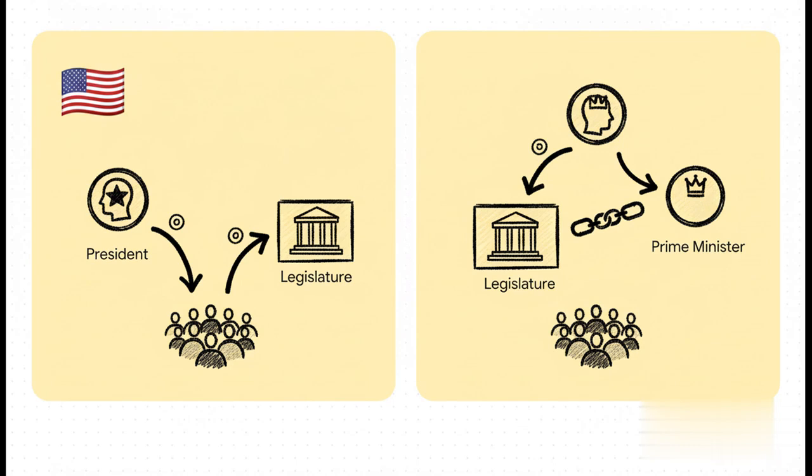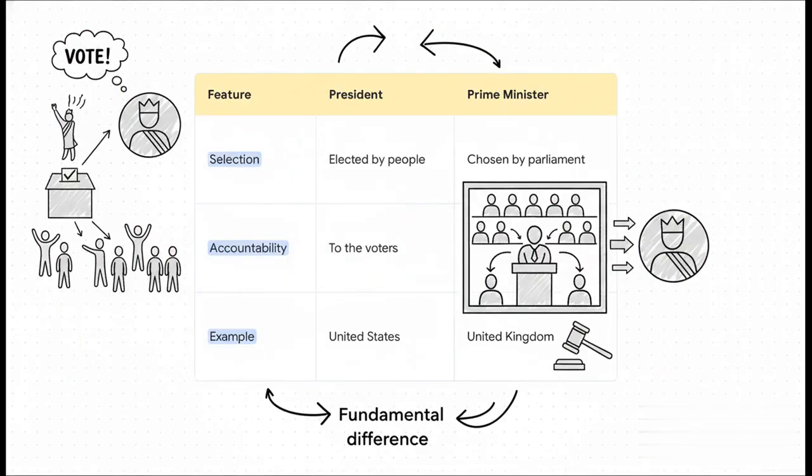On one side, you've got the presidential system. Here, the executive branch, led by the president, and the legislative branch are two separate, distinct things. On the other side, you've got the parliamentary system. In this one, the executive branch, the prime minister and their team, actually comes from the legislature. They're all mixed together. And this really gets to the core difference.